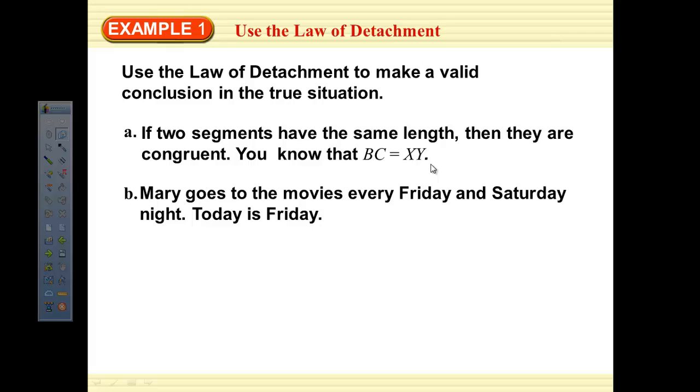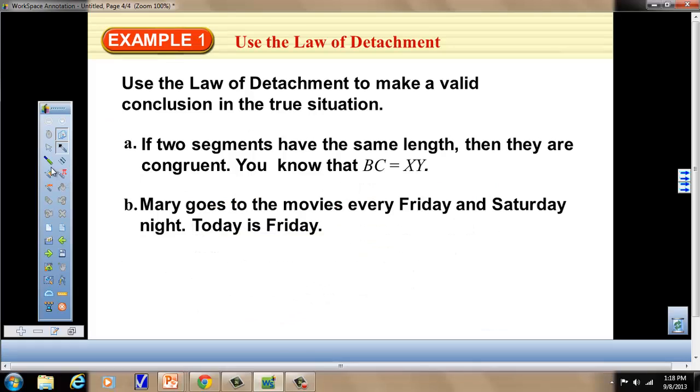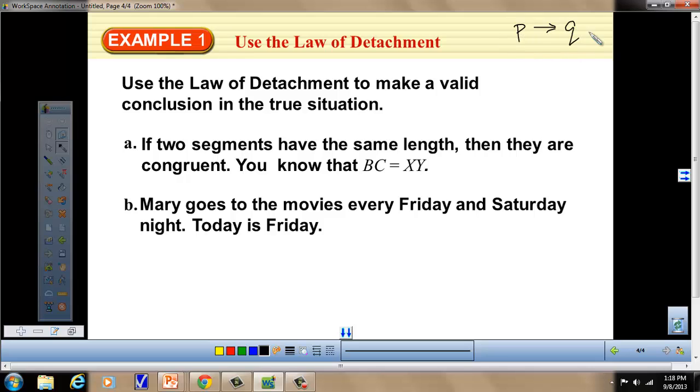For these examples, we're going to look at the law of detachment and later on the law of syllogism. I'm going to start off with the law of detachment. And just to give you a shorthand way of writing law of detachment, we start out with a basic if-then statement. Remember in the last section I talked about if P then Q, or P implies Q.